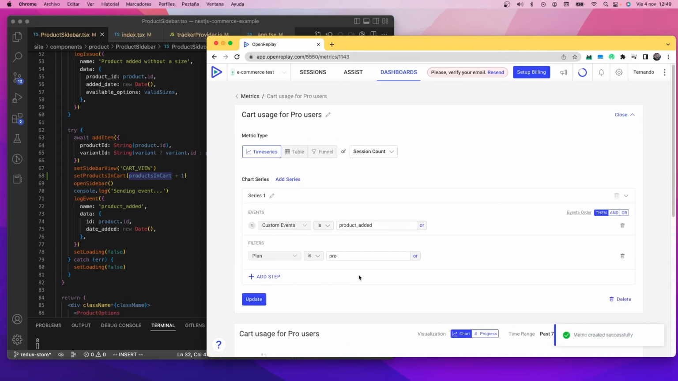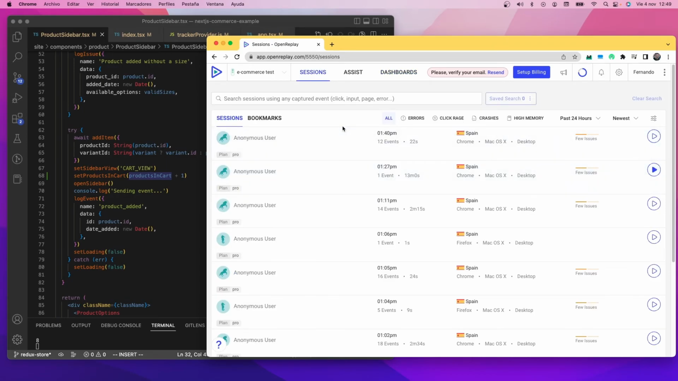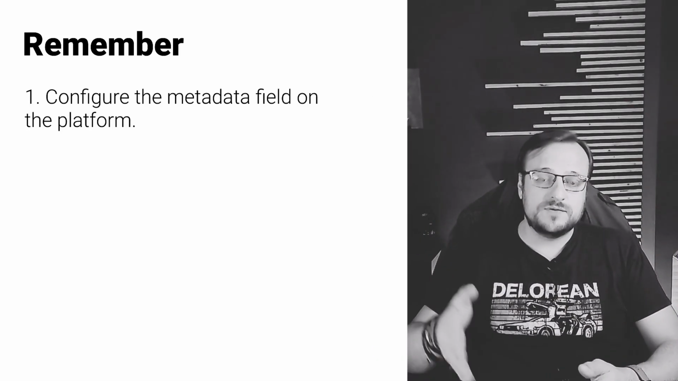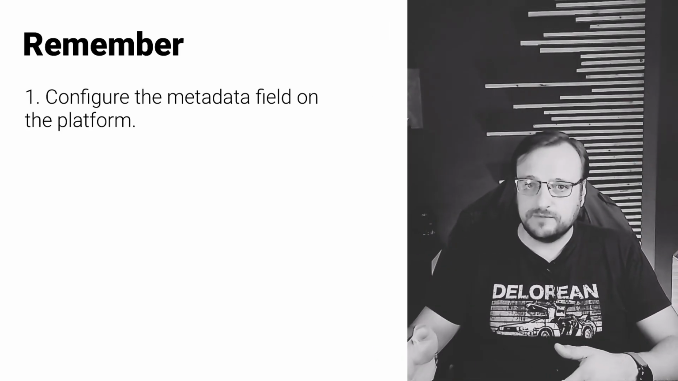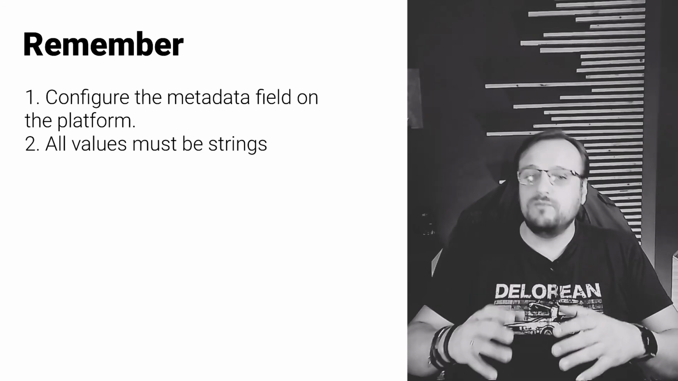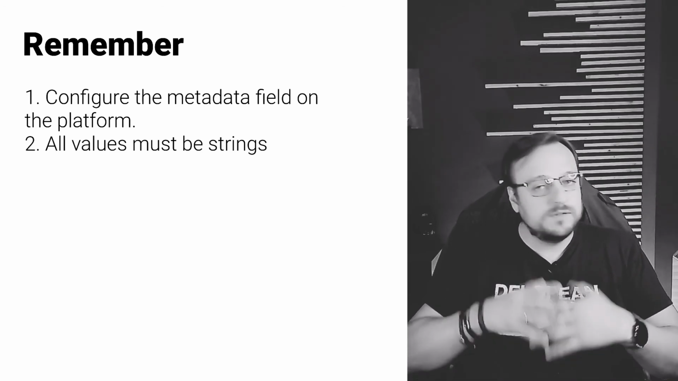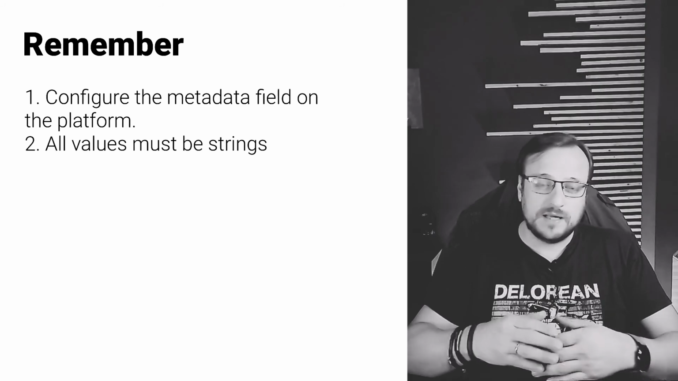And then you'll be able to use it wherever you want, and make sure that you're always filtering by the metadata. And remember, wherever the Omni search is present, you'll be able to filter your sessions by this metadata to narrow down whatever you're looking for. And that's it for this video. Remember, you first have to set the metadata fields on the platform. You have to remember that all values must be strings. If they're not strings, the tracker will ignore them and the data will not be saved.